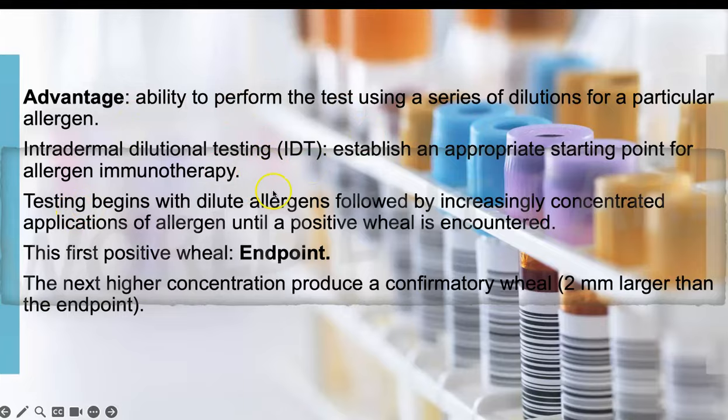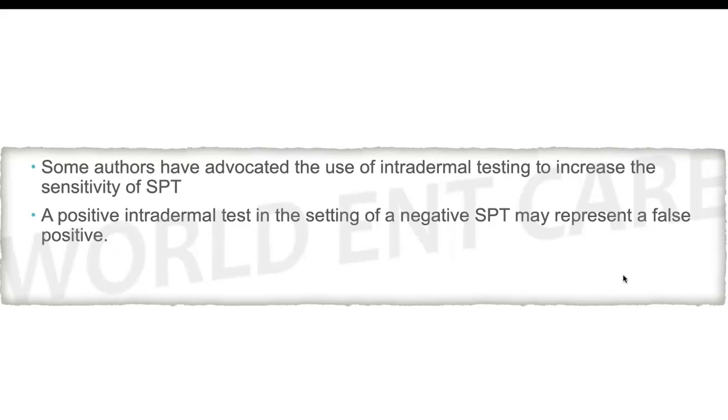In dilutional testing, the test begins with dilute allergens followed by increasingly concentrated applications of allergen until a positive wheal is encountered. When you see that positive wheal, that is called the endpoint. That is basically where you have to start the immunotherapy. At that dosage, you start the immunotherapy, and the next higher concentration produces a confirmatory wheal 2 mm larger than the endpoint. So that is known as the confirmatory.